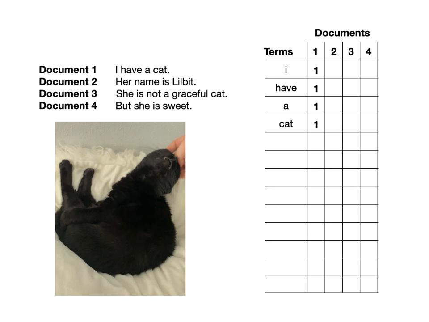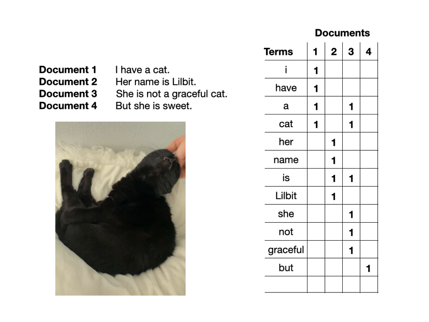Document 2, her name is Little Bit. 3, she is not graceful, or not a graceful cat. Okay, finally we're starting to see some overlap, right? We see that documents 1 and 3 have "a" and "cat," and then documents 2 and 3 have "is." These are the shared terms between the documents.